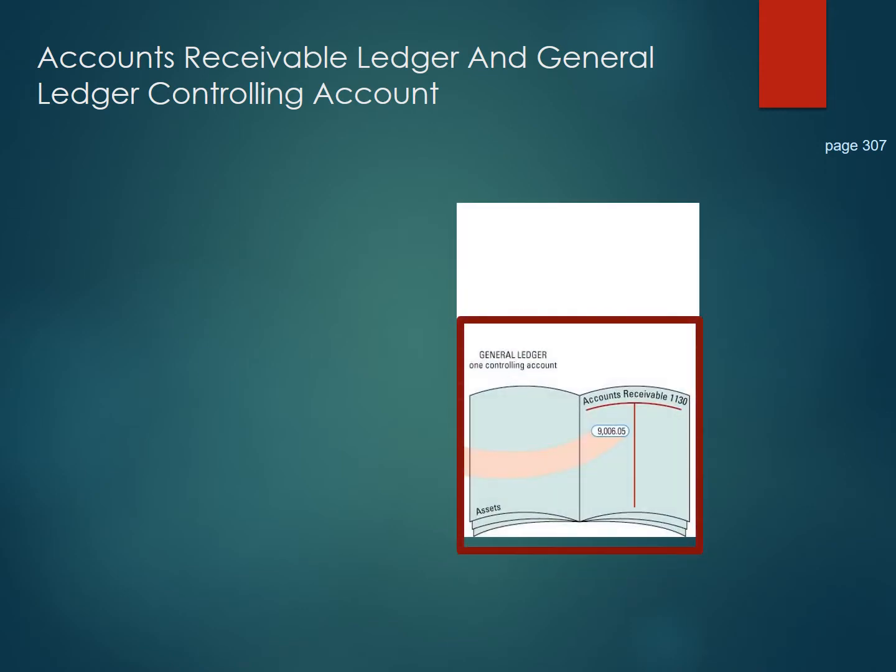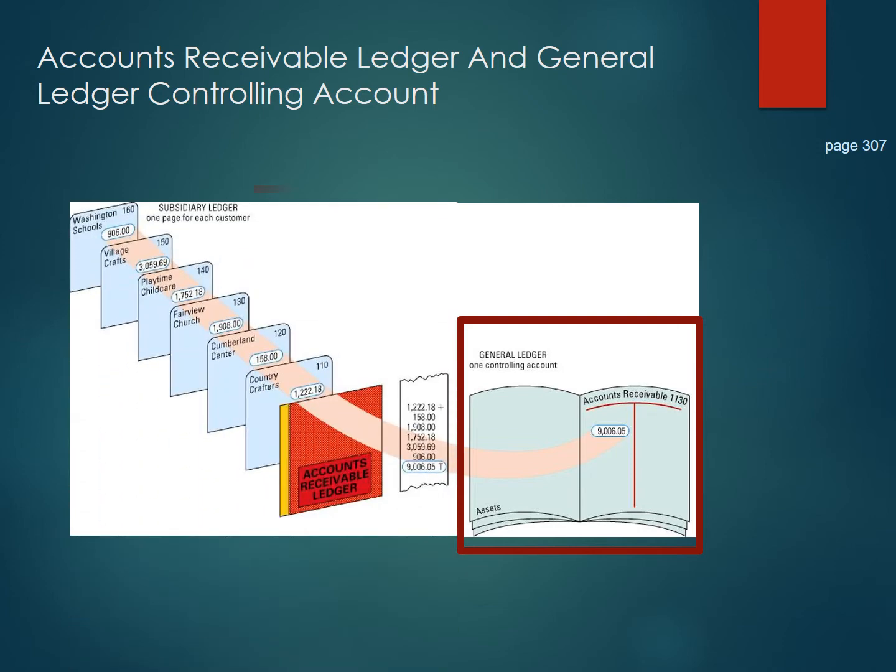To prove that our accounts receivable general ledger account and our subsidiary ledger are in balance, we will start with our general ledger accounts receivable account. If we look at the balance in accounts receivable, we have $9,006.05. Now we need to go to our subsidiary ledger and take the balances for each of our customer accounts, add them up, and determine a total.